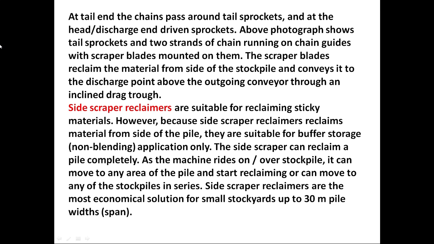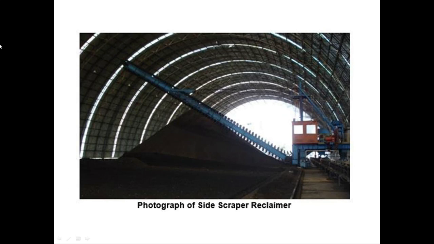Side scraper reclaimers are the most economical solution for small stockyards up to 30 meters pile width. You can see in the photograph the side scraper reclaimer. Side scraper reclaimers are used for open as well as covered stockyards. The photograph shows the use of a side scraper reclaimer in a covered stockyard. Side scraper reclaimers are used extensively for low capacity non-blending applications, mainly in cement plants.